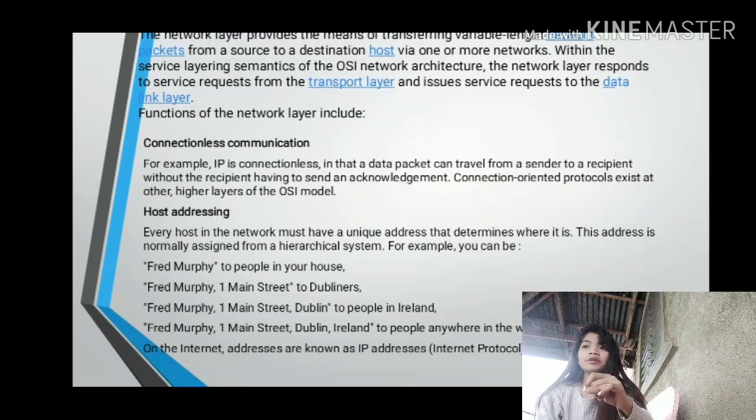Host addressing. Every host in a network must have a unique address that determines where it is. The address is normally assigned from a hierarchical system. For example, you can be by house number, street, and so on. Message forwarding. Since many networks are partitioned into subnetworks and connected to other networks for wide area communication, networks use specialized hosts called gateways or routers to forward packets between networks.